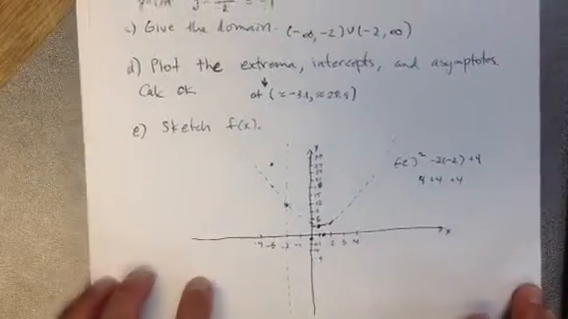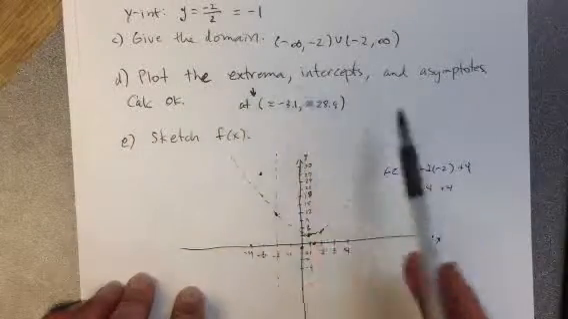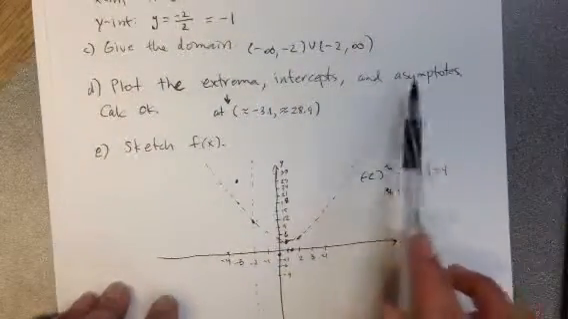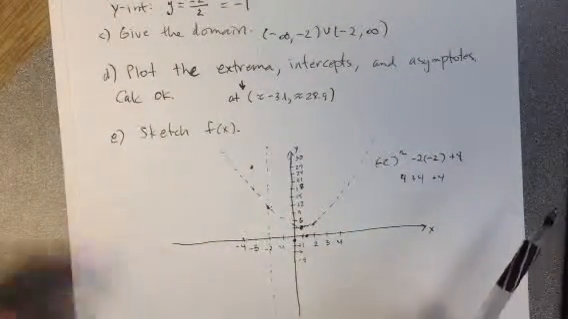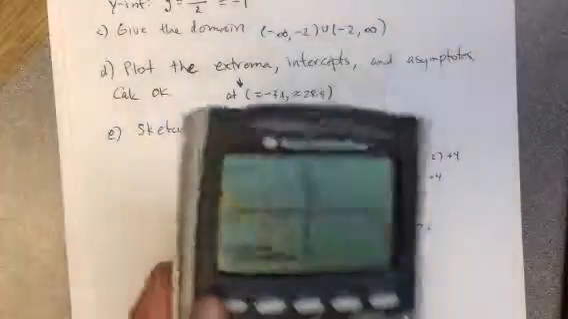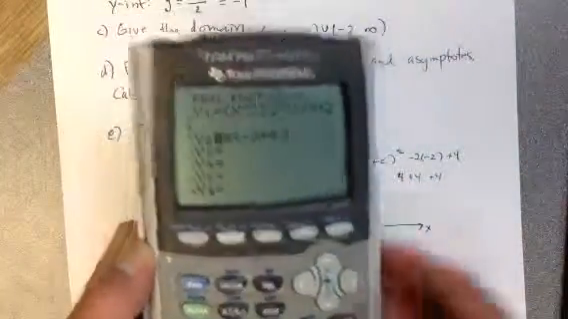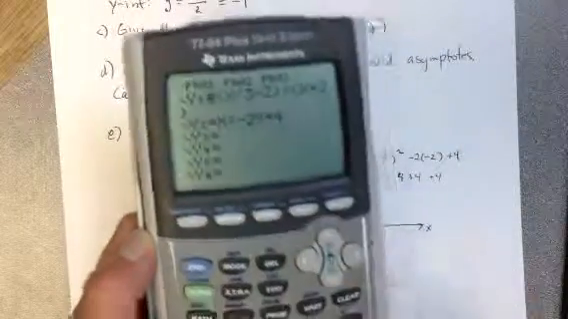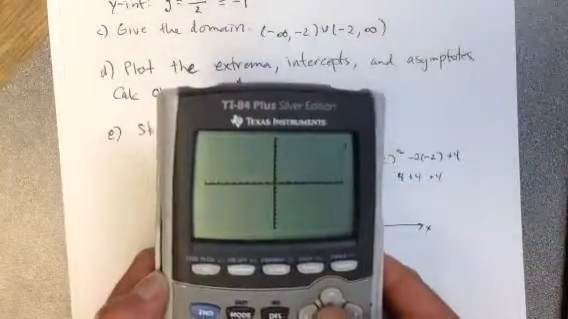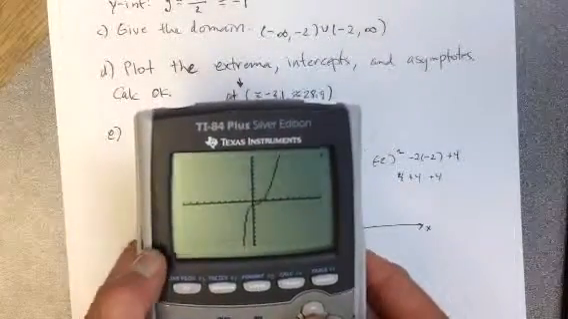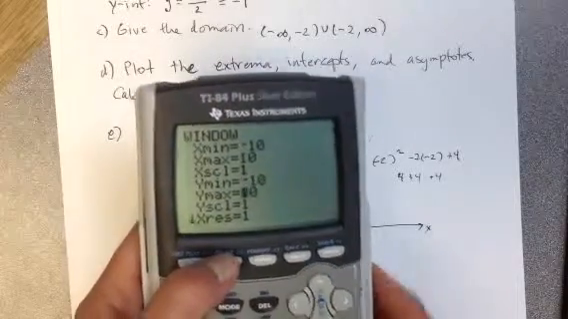Okay, so now I have plotted the extrema, which actually there's only one, a relative minimum, the intercepts, and the asymptotes. Now for the last part, I would like to sketch the graph of f of x. So here we go back to the calculator and get rid of this graph, and I want to see that graph. So press graph. And I want to make my window big again so I can see the other part of it.